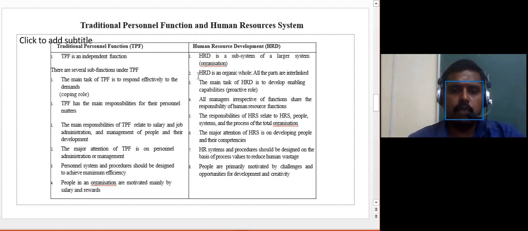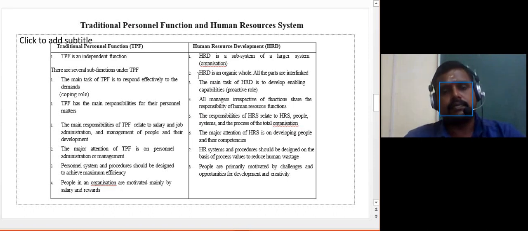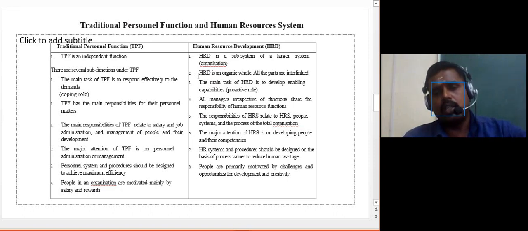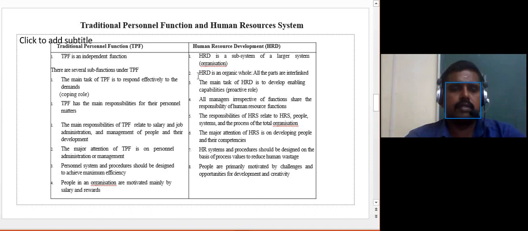Assume that human resource management is integrating all the parts of that particular organization. Here we are talking about the development of human resource management. It is organic as well as a whole, and it deals with all the parts interlinked in that particular organization. And the traditional personnel functions take the main responsibility for personnel matters. But in human resource development activities, all the managers, irrespective of function, share the responsibilities of human resource functions and so on.